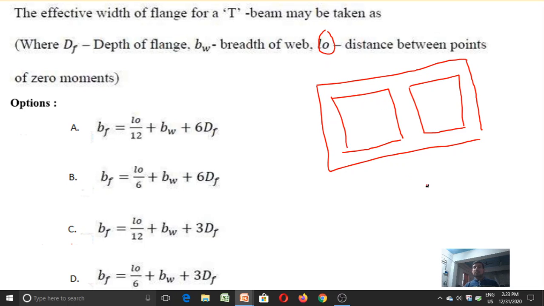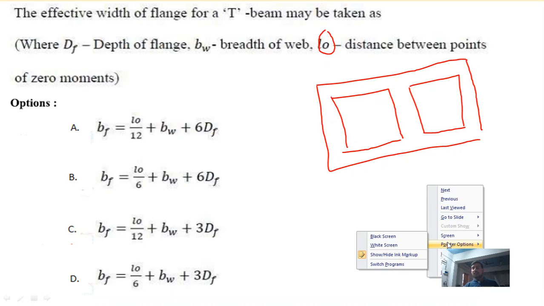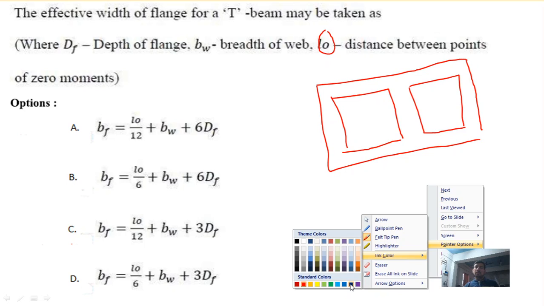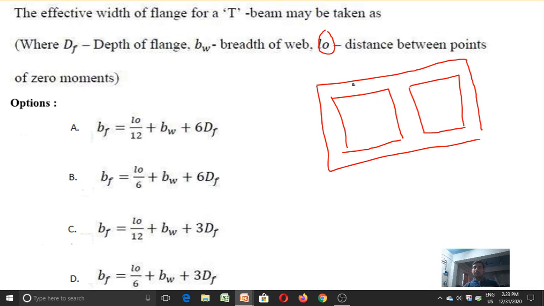See, this resembles the alphabet T, so we can call it a T beam. This portion from here to here resembles the alphabet T, so we can call it a T beam. And the end beams resemble an L, so you can call them L beams. Now our discussion is only about T beams, so this shaded portion is the T beam.